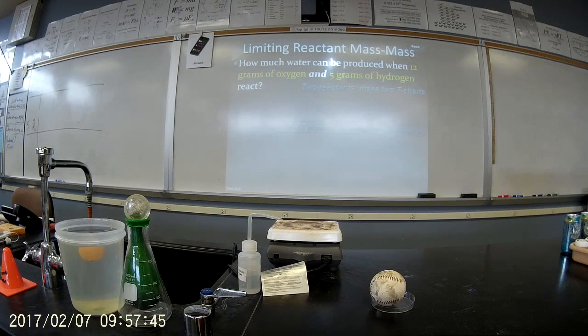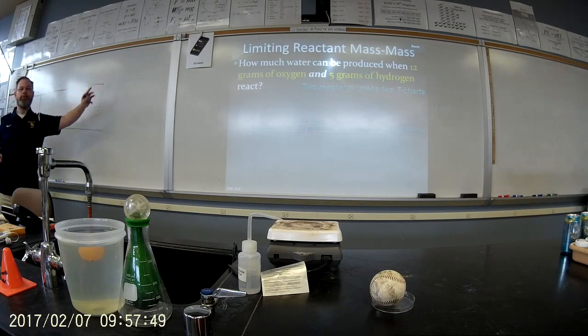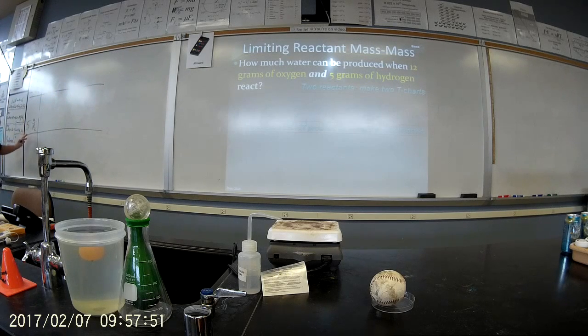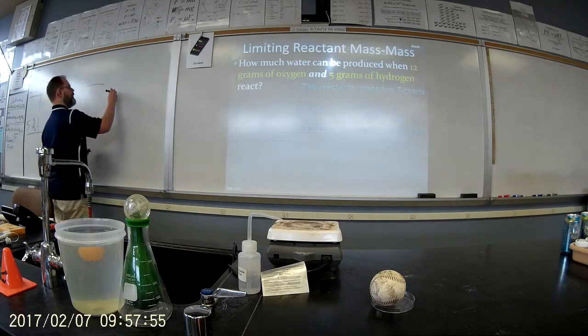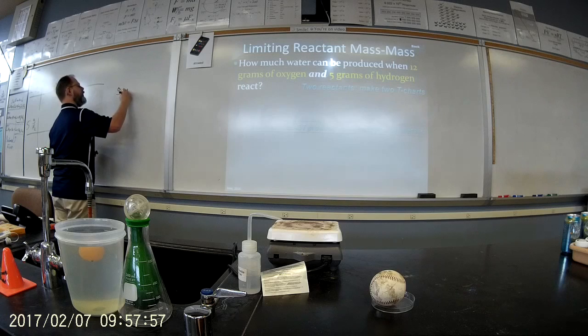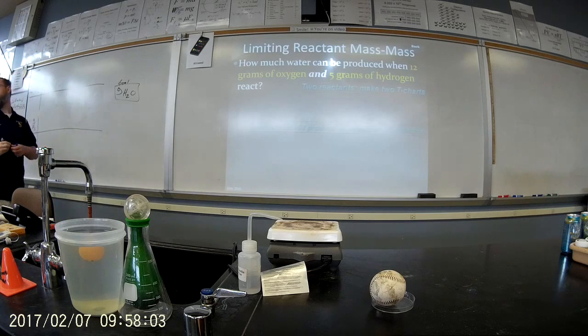So we want to know if 12 grams of oxygen was limiting, how much product would we make? If 5 grams of hydrogen was limiting, how much product would we make? So we're figuring out which one's limiting. Yep. Okay. And we're both going to go to grams of H2O. That is our goal. Our goal with both T-charts is to find out how many grams of water we could make. The one that makes the least is our limiting reactant.